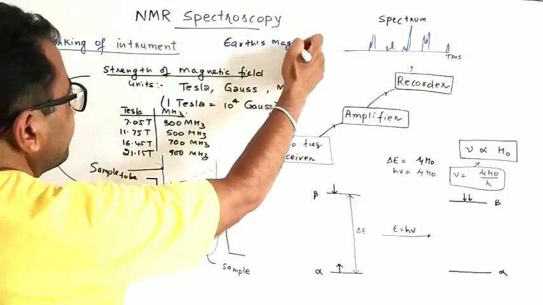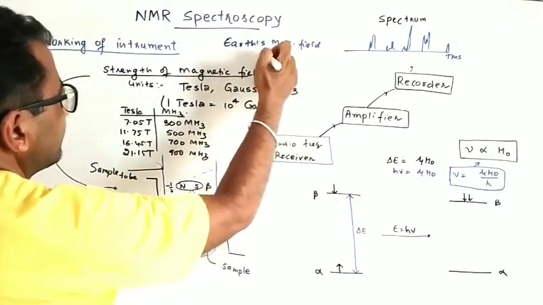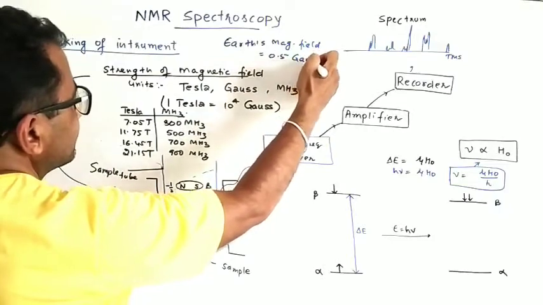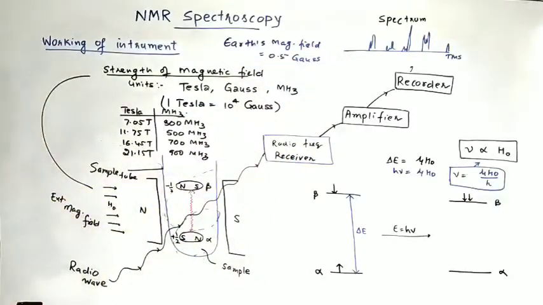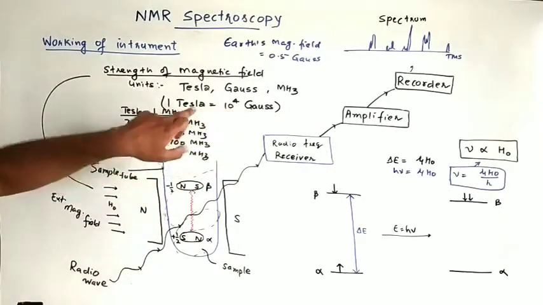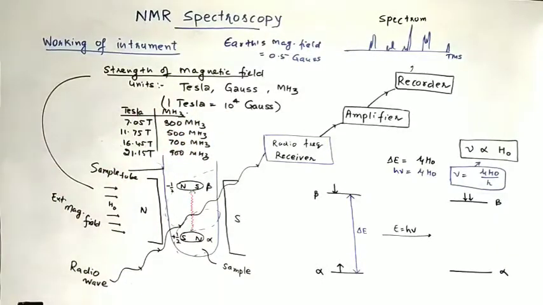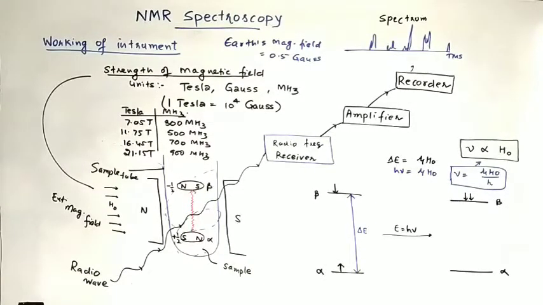Earth's magnetic field is 0.5 Gauss. Now you can compare and imagine how strong a magnetic field we are using to get the NMR spectra. 10^4 Gauss is 1 Tesla, and we are using 7.05 Tesla, or 300 megahertz. So we are using 300 megahertz.